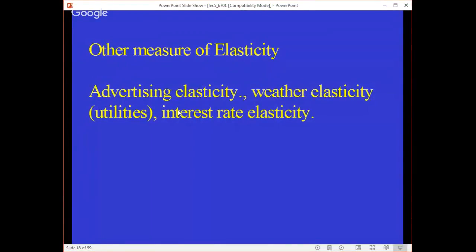Interest rate elasticity. This is important for durable goods, stuff that we have to take out loans for to buy, washing machines, stoves, cars, etc. And it tells me how much the demand for that good changes in percentage terms when interest rates change. Questions?